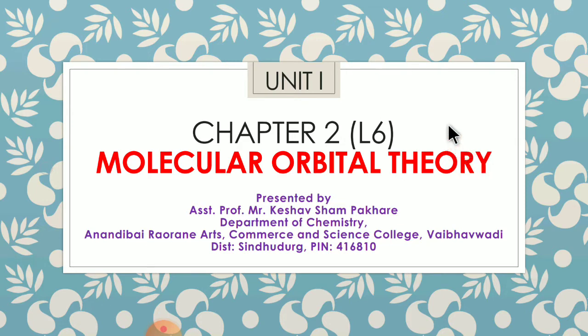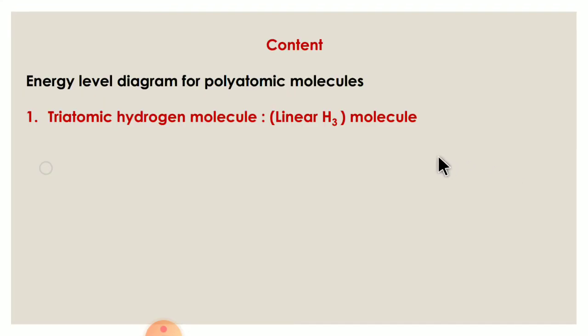Today we will see unit number 1, chapter number 2, lecture number 6, Molecular Orbital Theory. In this video, we will cover the energy level diagram for a polyatomic molecule, and the example is the triatomic hydrogen molecule, linear H3 molecule. In the previous lecture, we have already seen the energy level diagram for the diatomic molecule, but in this lecture, we will see the triatomic hydrogen molecule.